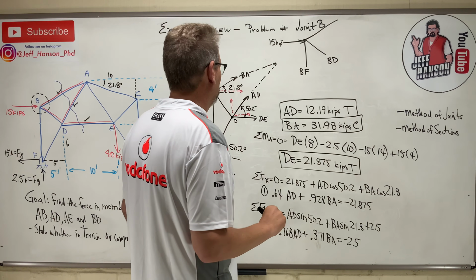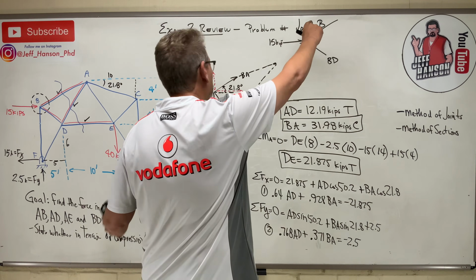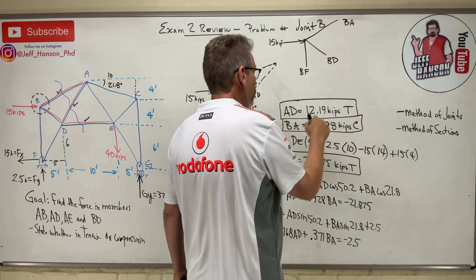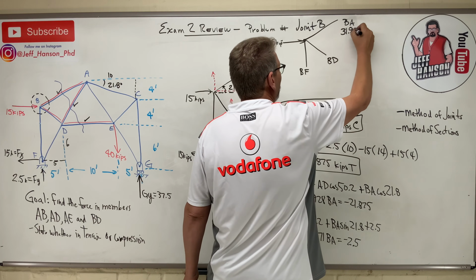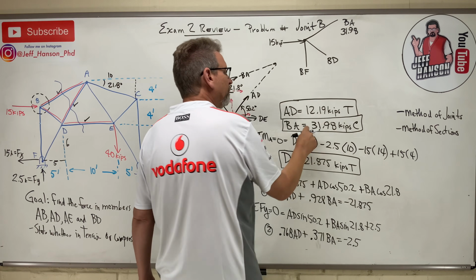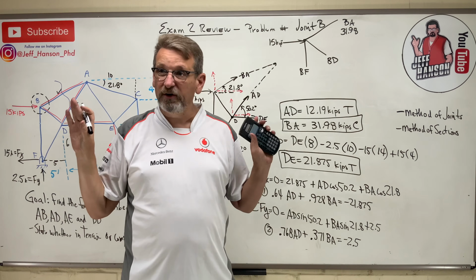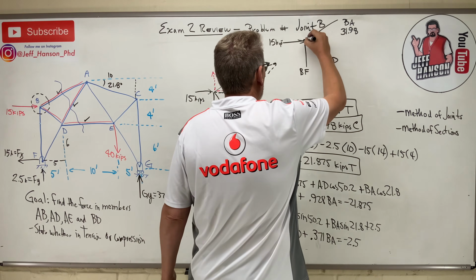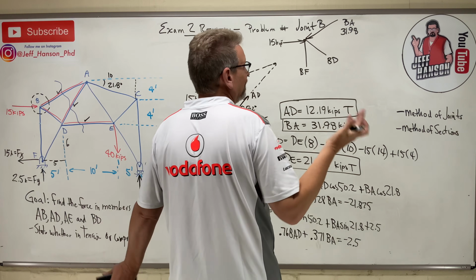Ooh, but we know BD, don't we? No, we don't. That's what we're looking for, isn't it? What about that top guy? That's BA. Oh, that one we know. That was 31.98. And 31.98 is in compression, and what do compression members do? Do they pull on the joint or do they push on the joint? They push, right? So there you go.